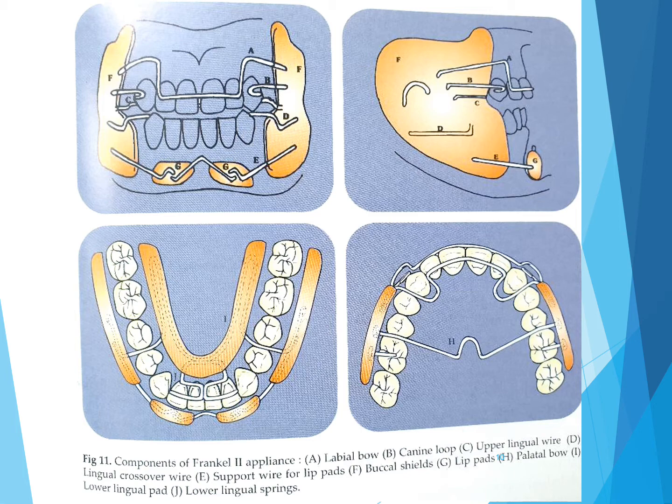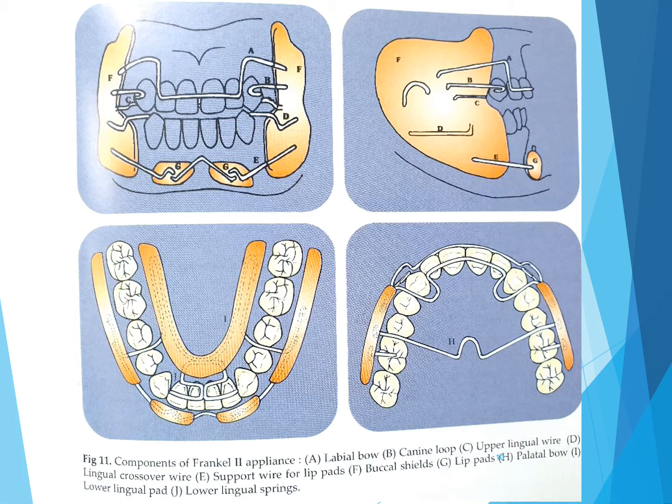G is the lip pads. And then finally, look at I. I is situated at the lingual area, and this is called lower lingual pad. This is to separate the area between the tongue and the lower dentition. And that is the acrylic component. There are only three acrylic components, which are buccal shield, lip pads, and lower lingual pads.